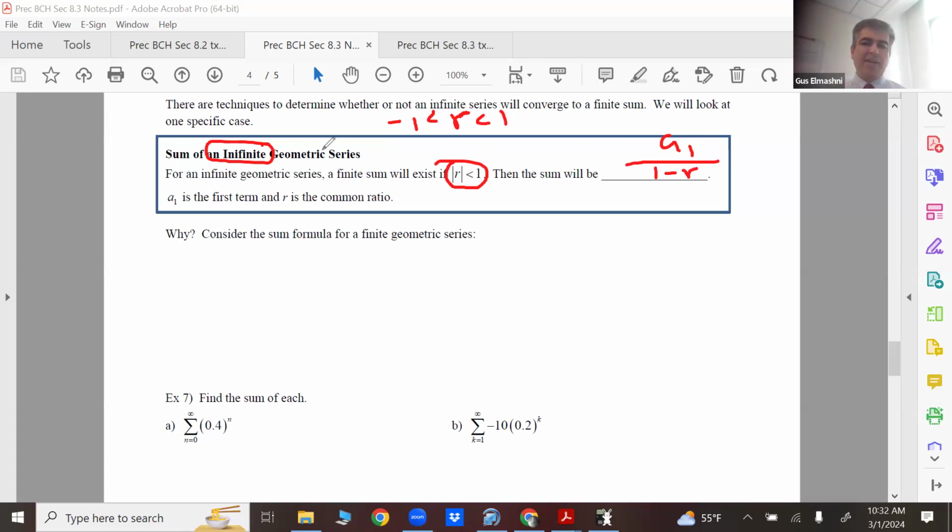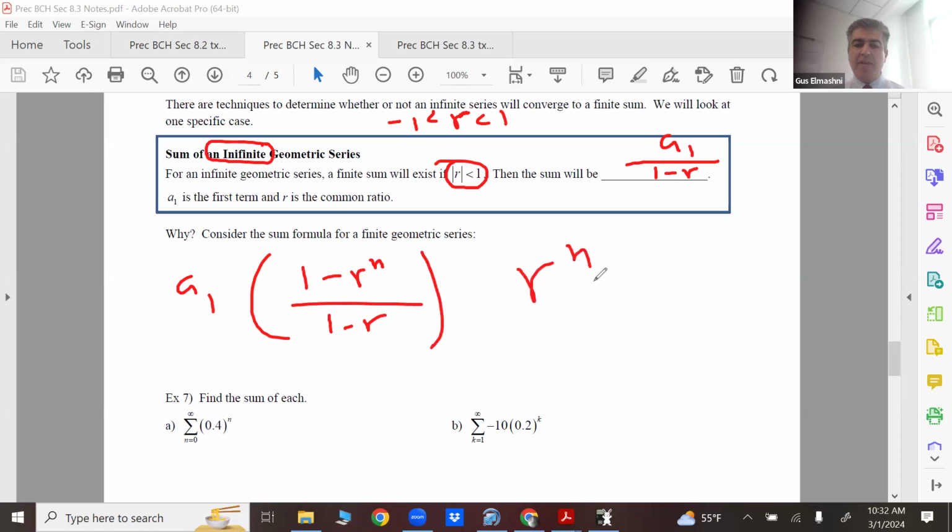Because what do we have originally? And don't write this down, but actually, do write this down. Sorry. Do write this down. R to the N approaches 0 when N approaches infinity if R is between -1 and 1.